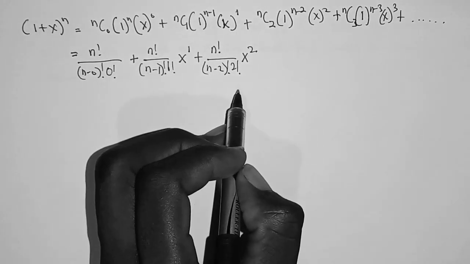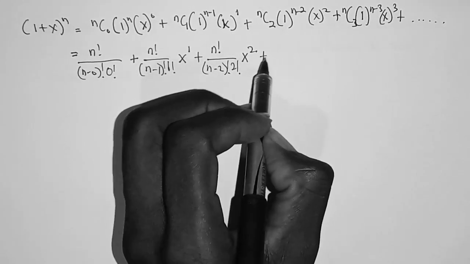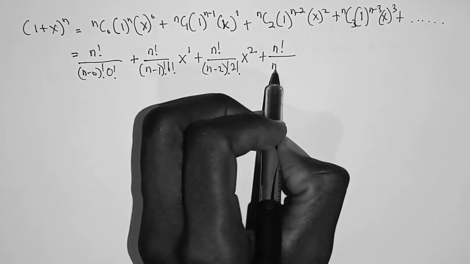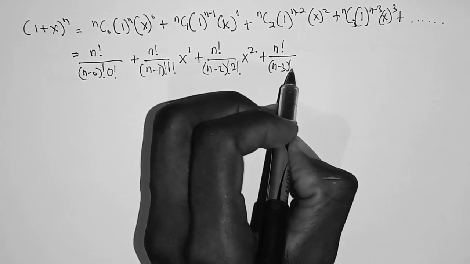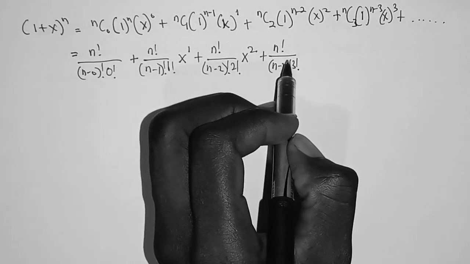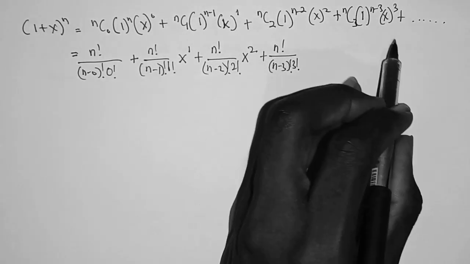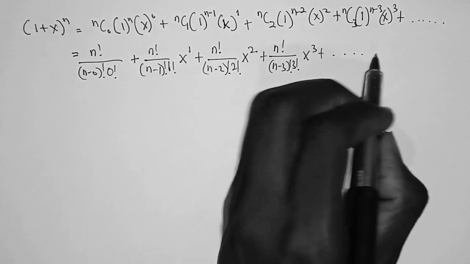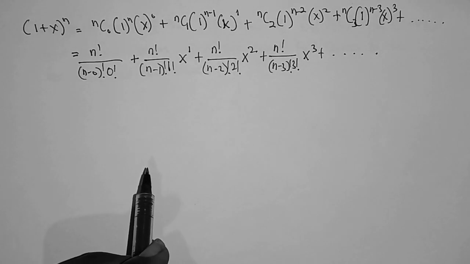So here's x^2. Then plus nC3 is the same as n factorial divided by (n-3) factorial, 3 factorial. Then 1^(n-3) is 1 times x^3. So yes, x^3 plus. So it keeps going in that fashion.